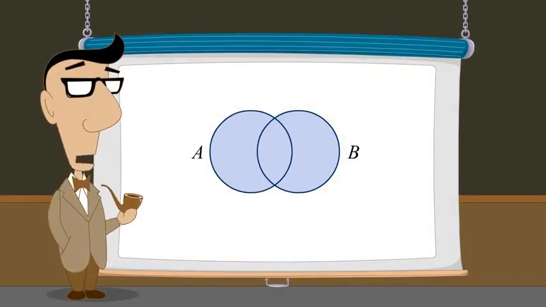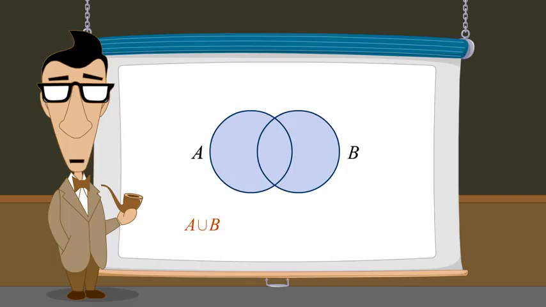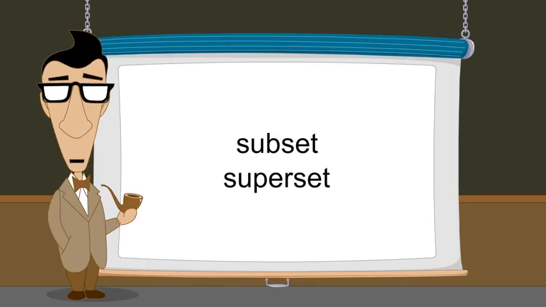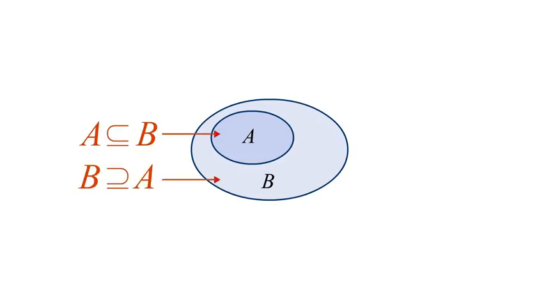Using set builder notation, we can write the definition of the union of two sets formally as: the union of sets A and B is the set of all elements X such that X is a member of A or X is a member of B. Subsets and supersets can also be represented using Venn diagrams. In a Venn diagram, a subset is typically shown as a smaller region within the larger superset. For instance, in this diagram, set A is a subset of B, and set B is a superset of A.